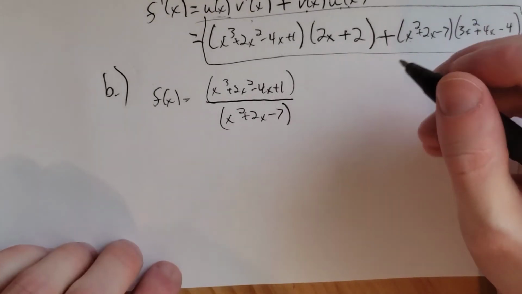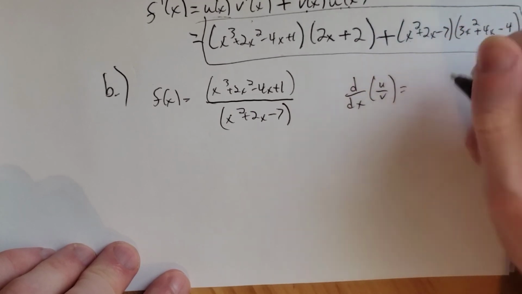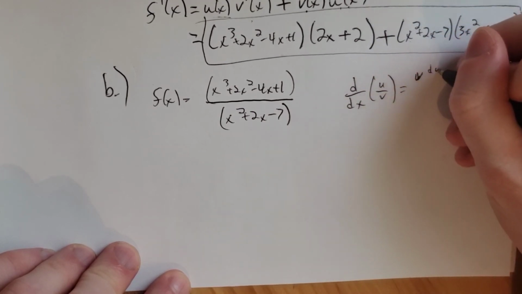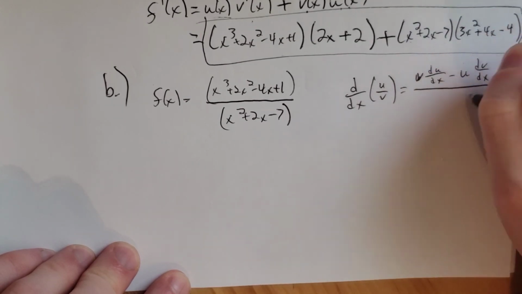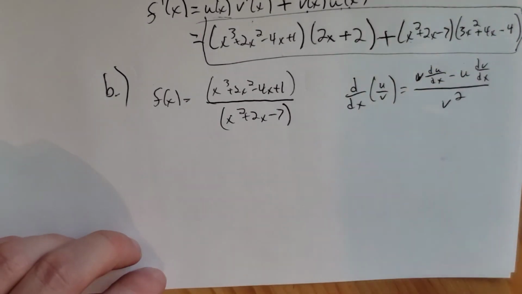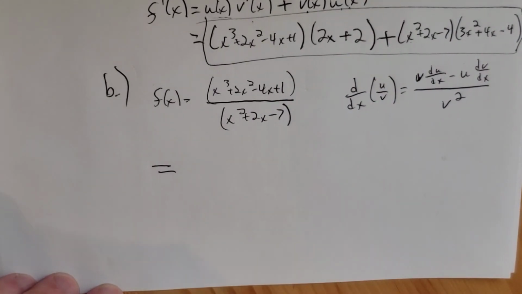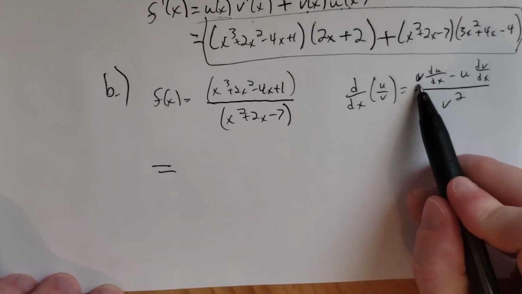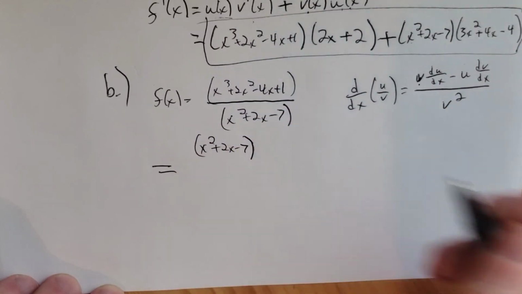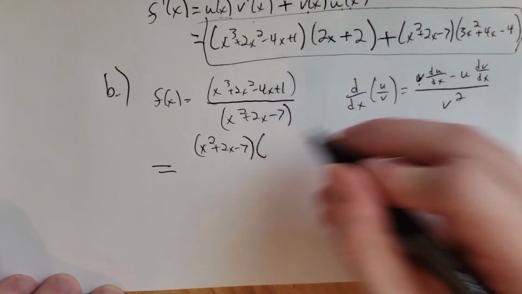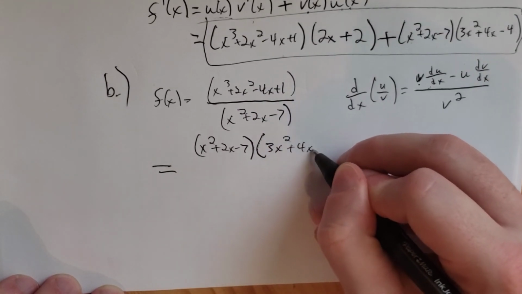Well, our derivative rule here is d dx of u over v was v du dx minus u dv dx, all divided by v squared, so the denominator squared. Let's go ahead and just use that rule. Okay, so we write the denominator first. So that is x squared plus 2x minus 7 times the derivative of the numerator. Derivative of the numerator here we already did. That's 3x squared plus 4x minus 4.